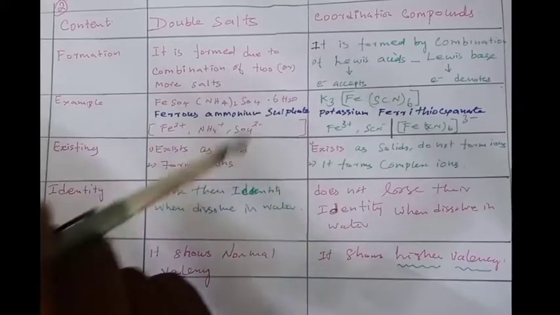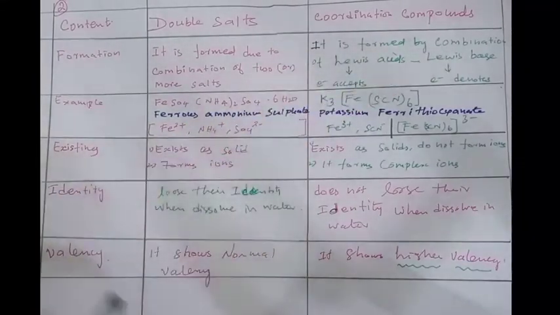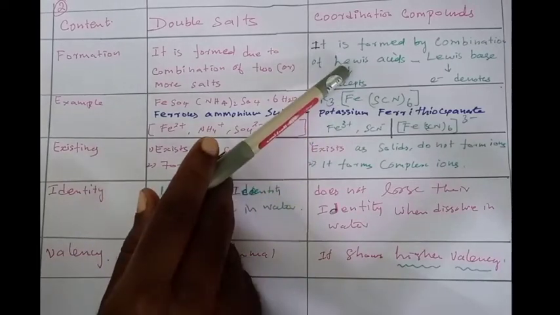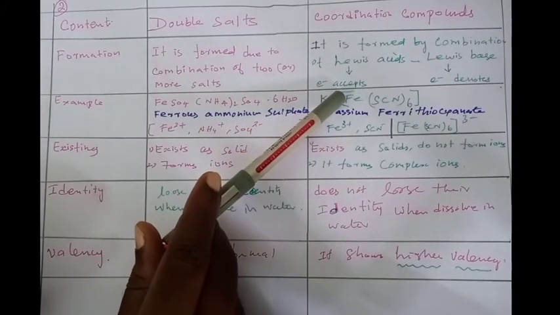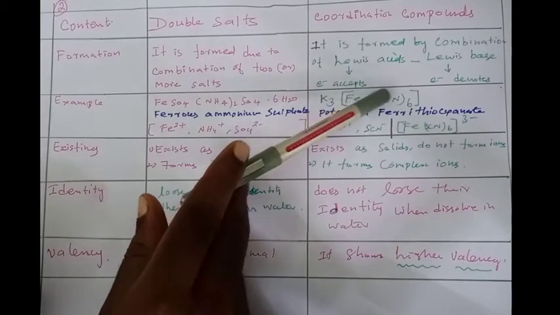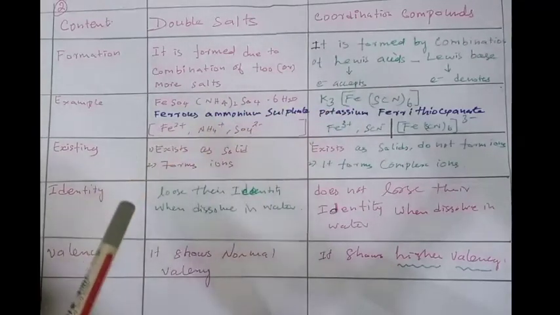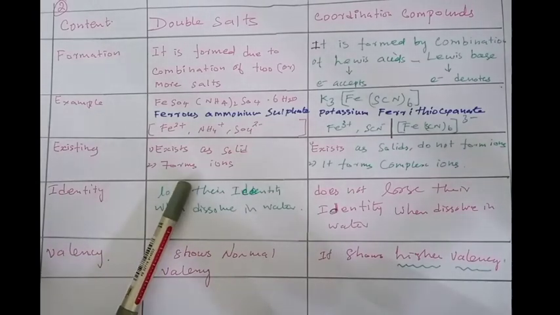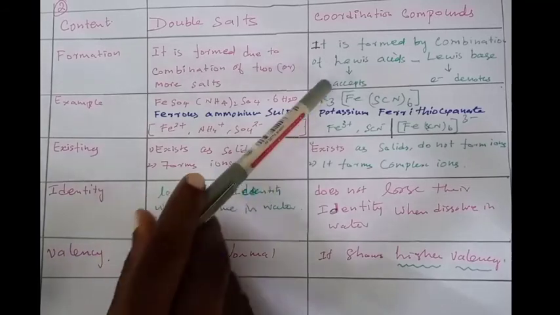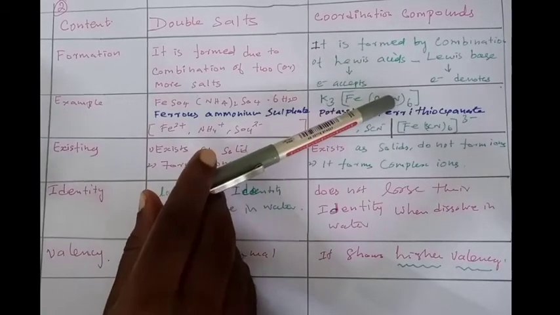A coordination compound is formed by the combination of a Lewis acid and a Lewis base. What is a Lewis acid and what is a Lewis base? Lewis acid means electron acceptor. Lewis base means electron donor. Whenever a compound is formed by electron accepting or electron donating, that's it. Here it is formed by the combination of a Lewis acid and a Lewis base, that's it.